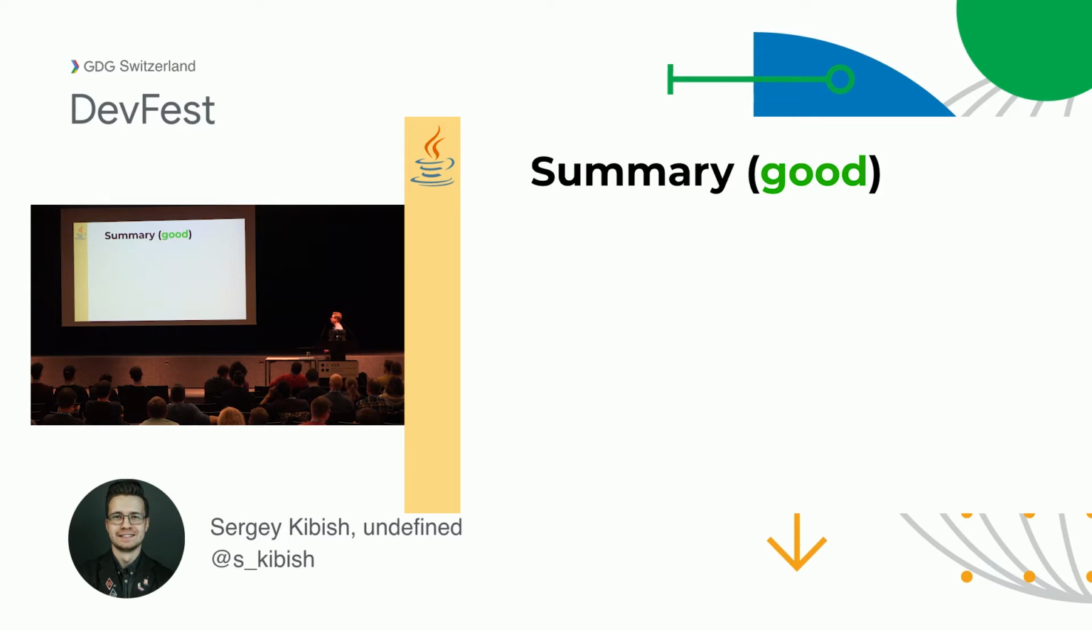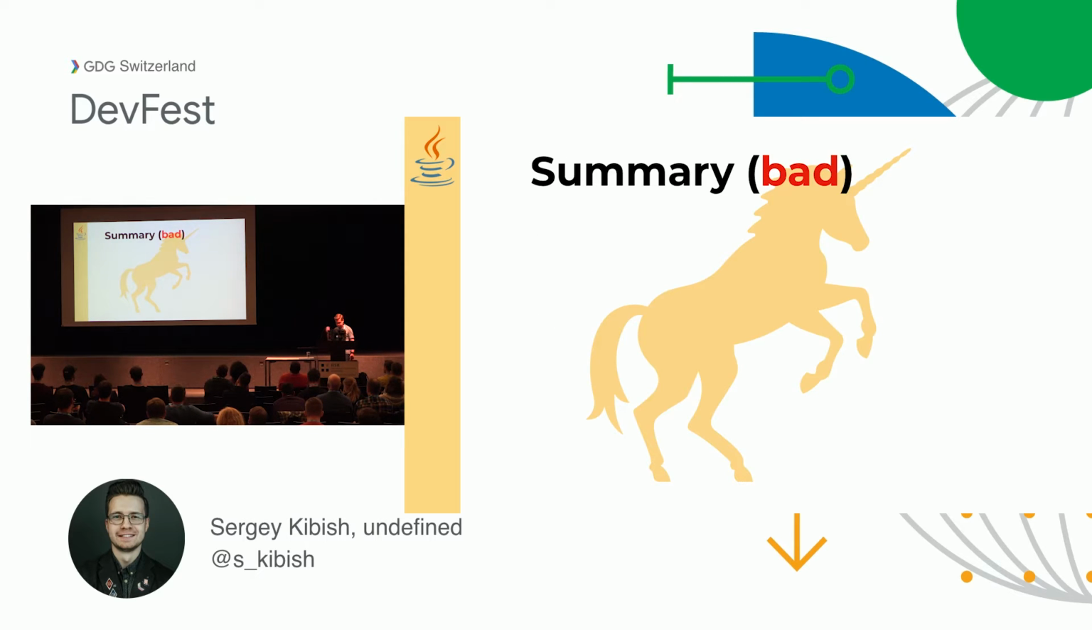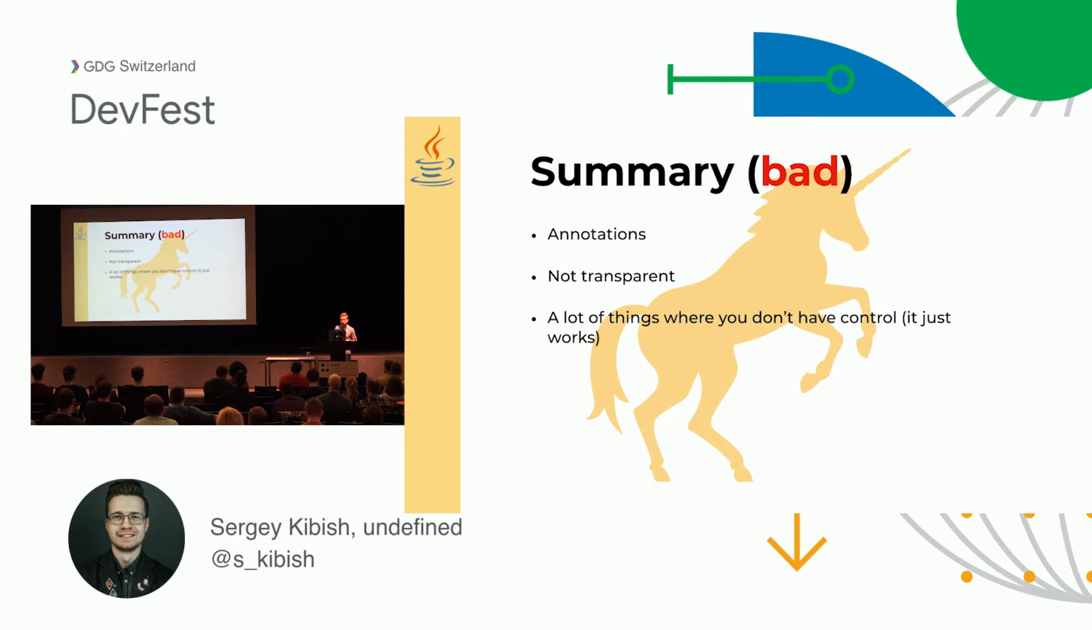Okay, good. So what is good about this? The framework was used, it was fast and easy to develop, really fast. Dependency injection out of the box, also nice. Bad things: I have this unicorn because I think there was a lot of magic happening there. Annotations, for me, are too much abstraction and not very transparent. This code is not transparent for me. You add an annotation and you need to completely trust the framework and how it works. If you need to modify something, you need to go through a big chunk of documentation and try to figure out how you can change it.